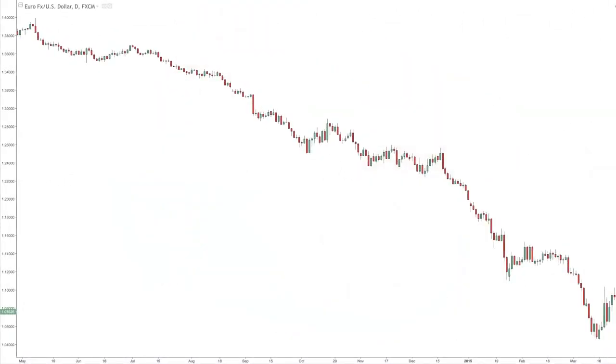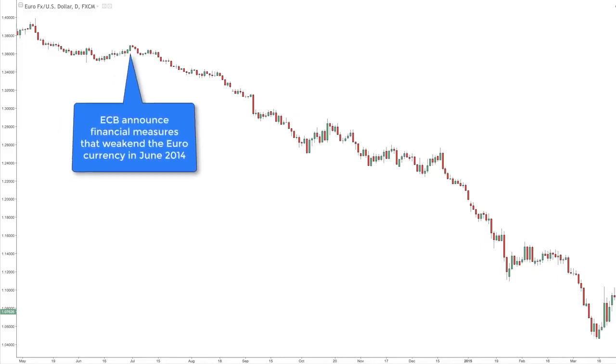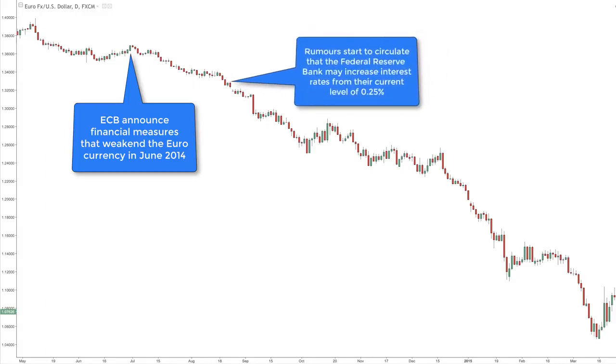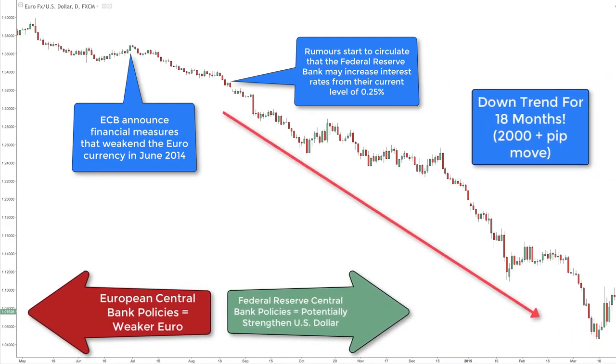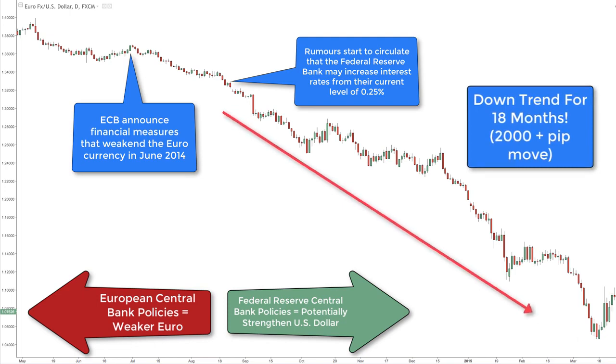In 2014, the European Central Bank announced various measures like quantitative easing to stimulate economic growth due to certain economic problems that had arisen. In the same year, the US Federal Reserve Bank was hinting at increasing interest rates for the first time since 2006. Both European and US central bank financial policies were diametrically opposed to each other, hence the downtrend in the euro-dollar currency pair that lasted around 18 months.